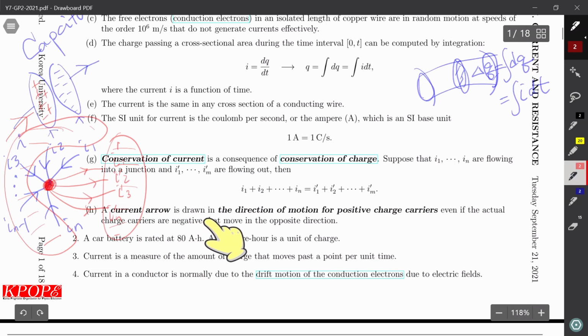The current arrow is drawn in the direction of motion for positive charge carriers, not electrons, even if the actual charge carriers are negative and move in the opposite direction.